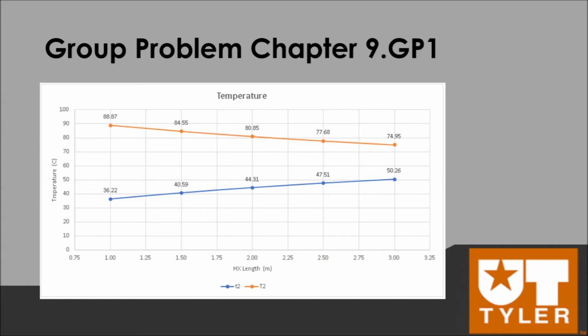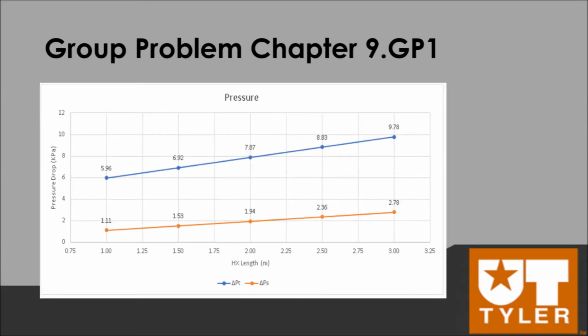As can be seen by the graph, the difference between the outlet warm and cold temperatures gets smaller as the length of the heat exchanger increases. This is due to the increased surface area allowing for more heat transfer to take place. However, this increased surface area due to the increasing length causes a larger pressure drop across both the shell and tubes. Notice that the pressure drop across the tubes is more sensitive to the increase in length compared to the shell.